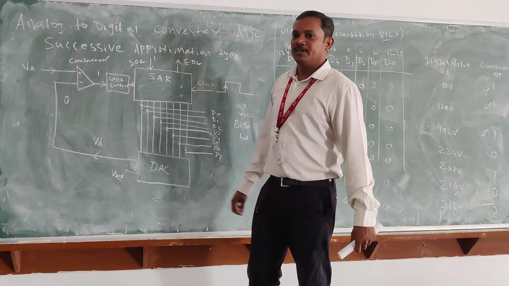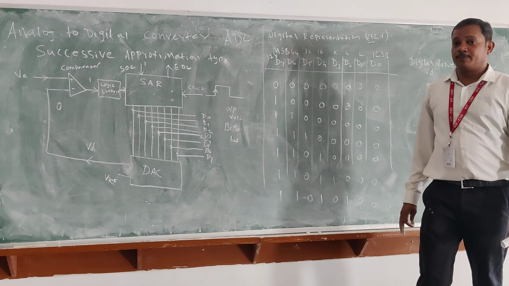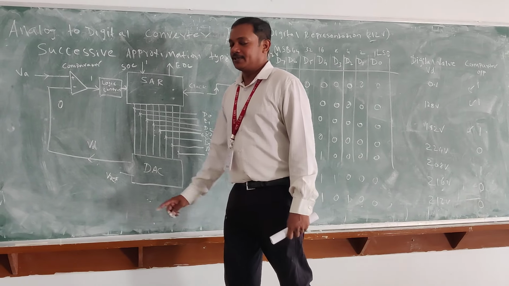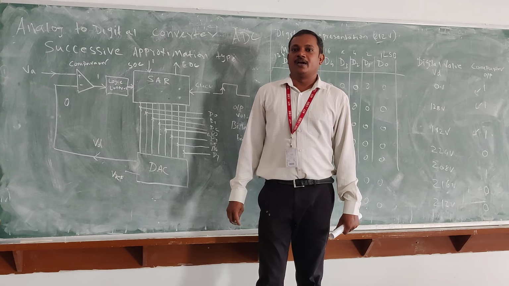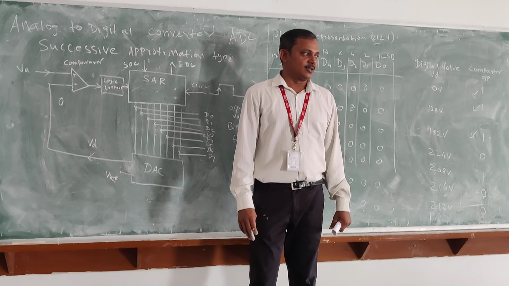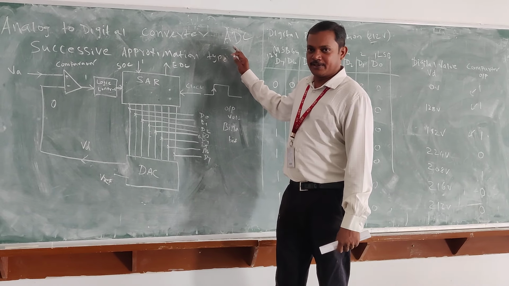In ADC, we have four types of ADC. One is successive approximation. The second one is single slope DAC and ADC. The third one is a flash type ADC and a dual slope ADC. These are the techniques available in the ADC. Among them, successive approximation plays a major role.